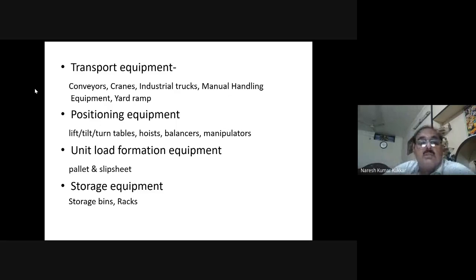Transportation equipment includes conveyors to move material from one form to another. Conveyors are commonly used for transporting small equipment. Then come the cranes. There are many types of cranes. There are different types of conveyors also. Different types of cranes are also there. Industrial trucks like dumpers and other trucks are used, different types of trucks.